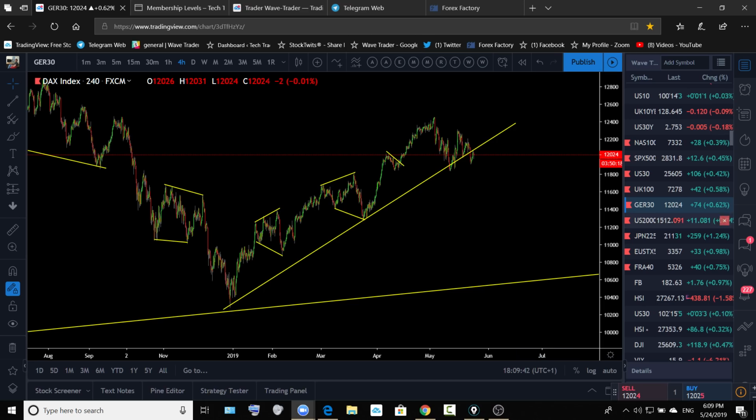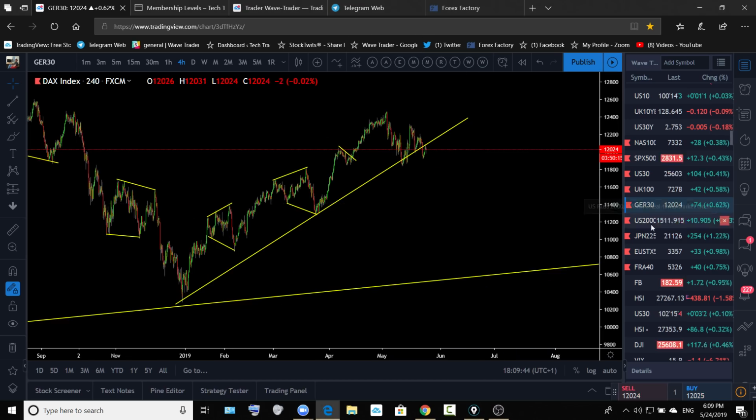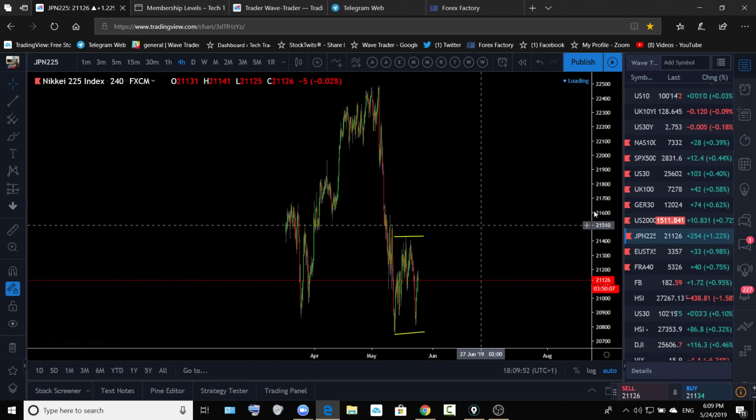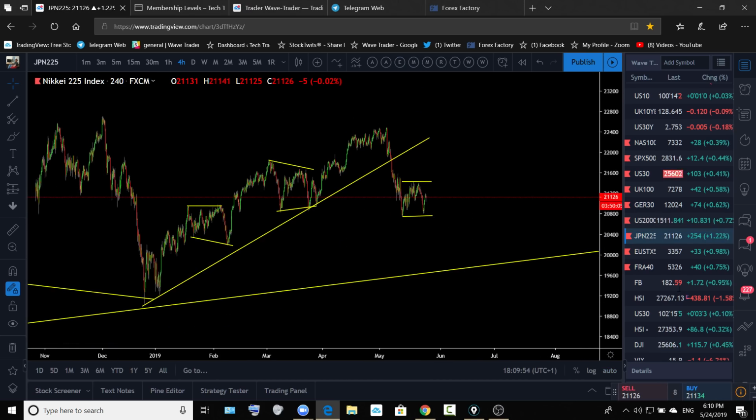Same analysis on the German 30, same analysis on the US 2000, and Nike also has the same analysis. Flat formation and then it continues to go lower.